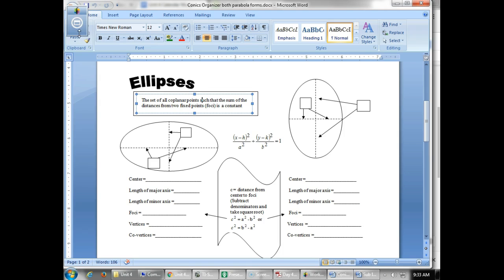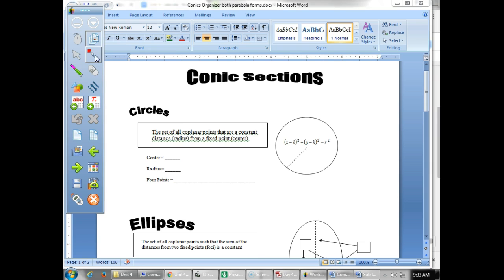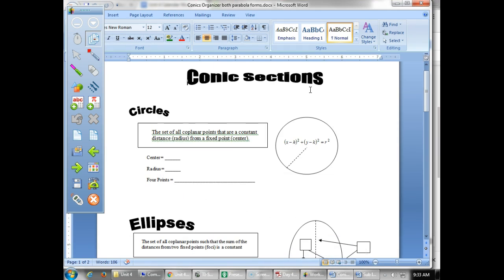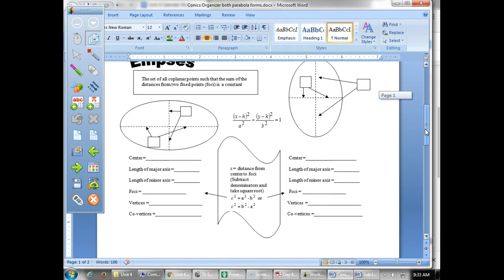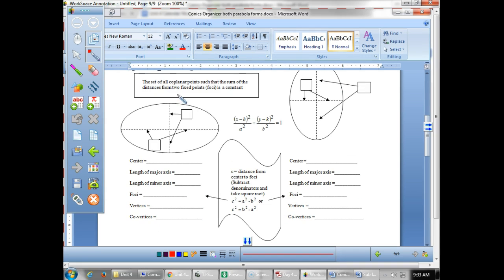Okay, I'm going to do a quick recap of ellipses here, and you can fill this in on your graphic organizer, your conic organizer. The ellipse is a set of all coplanar points such that the sum of the distances from two fixed points called the foci is a constant, so that's important.